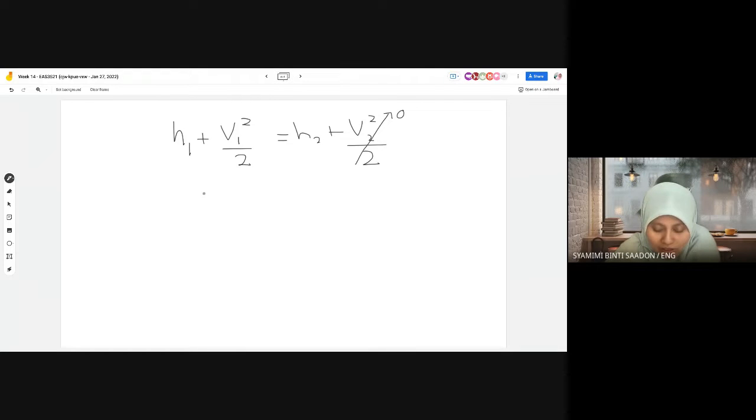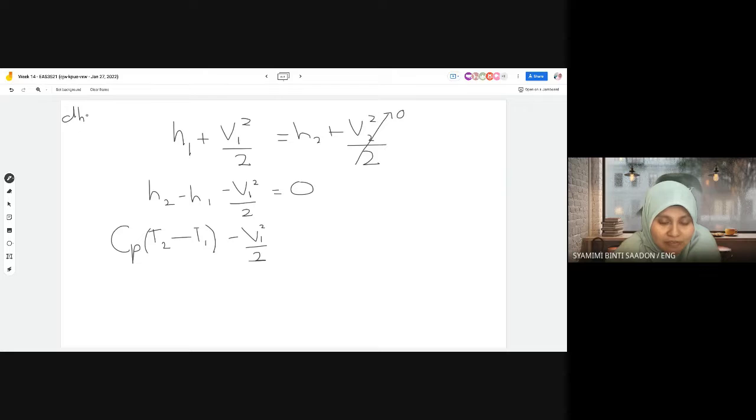And then from here, H2 minus H1 minus V1 squared over 2 equals 0. Enthalpy, if you don't know the value of enthalpy, we can also write it using this one. Because we want to get the temperature, that's why we use this one. The enthalpy difference dH equals Cp dT. This is from the entropy chapter. So you use this to translate one into the other. We assume specific heat is constant, which for air will be 1.005.